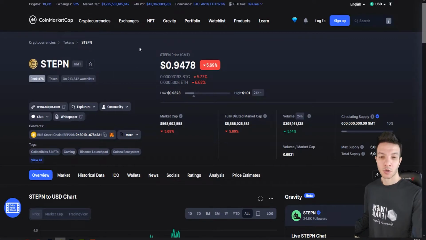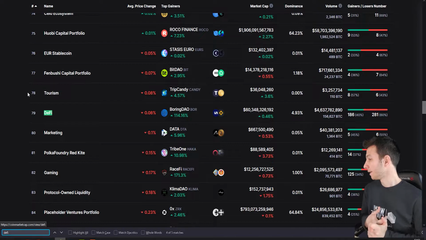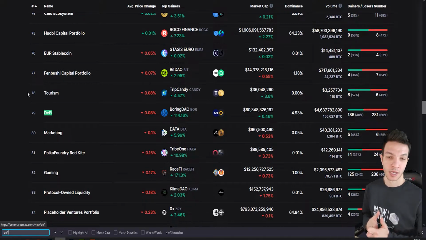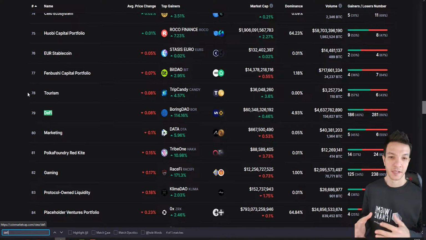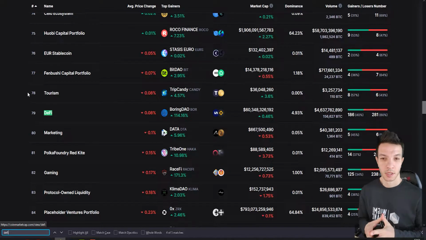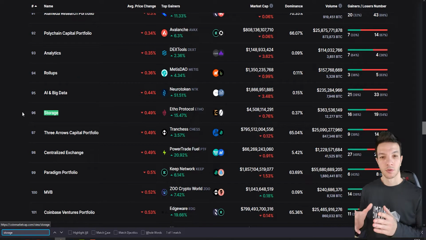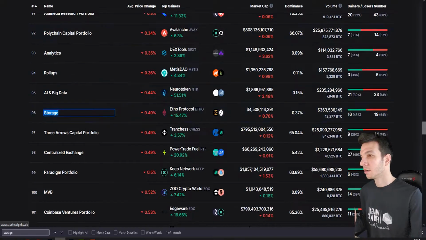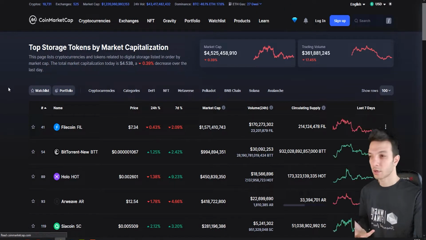Some other important categories I want to mention: we have DeFi, and we have DAO, which stands for decentralized autonomous organization. It has a voting system where investors vote together on which direction the project should take. We also have storage. In the storage category, you can find different projects working on solving storage problems, such as cloud storage.